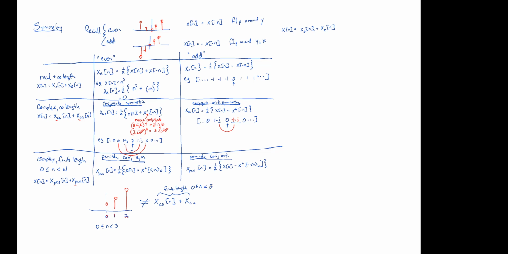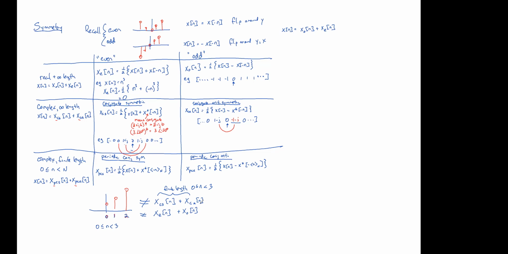And by the way, this isn't a complex waveform, this is a real waveform, so it's the exact same thing for purely real signals. X conjugate symmetric just becomes X even. And X conjugate antisymmetric just becomes X odd. So once again, why can't we break this finite length signal up into an even part and an odd part, where both even and odd parts are finite length on the same area as the original waveform?